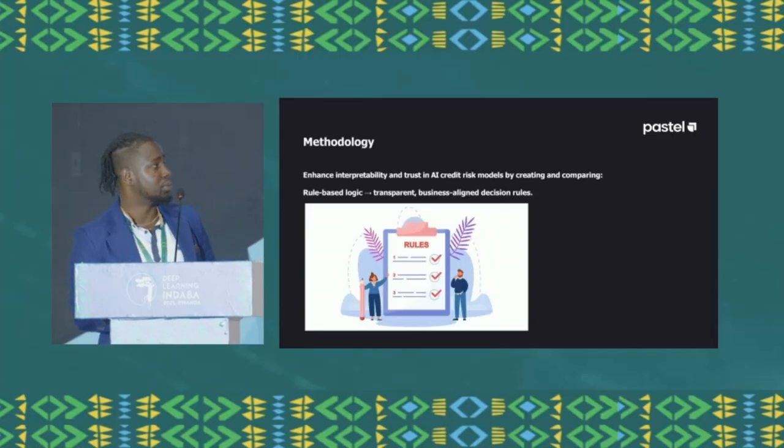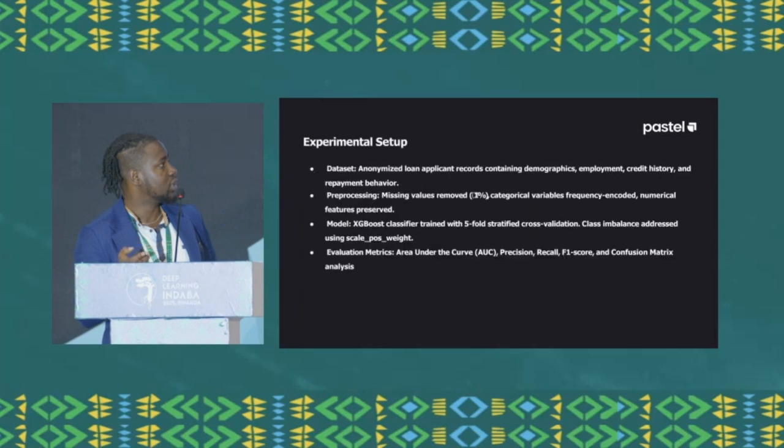So I'm going to go through an example, an experiment that we actually ran, so we can all see what it looks like. For the experimental setup, we have a dataset of anonymized loan application records that has demography, employment, and credit history. Then we do some pre-processing, we use an XGBoost model, and we run some evaluation metrics on that. This was the experimental setup.